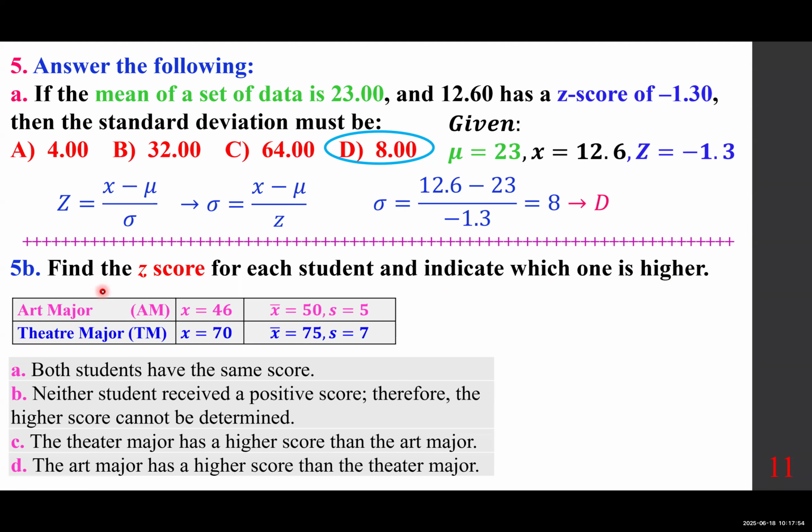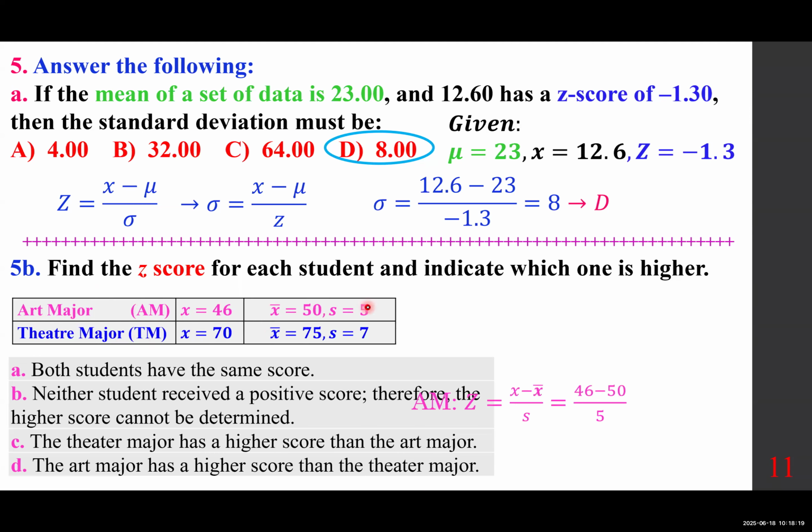corresponds to the average. Anything above, larger than 0, is above average. Anything below that is less than average. So Z of, for example, -1 doesn't mean the student received a negative value. So for the art measure, AM for short, and theater measure, TM for short, the numbers are 46 and 70, X bar is 50, S is 5 for the art measure.